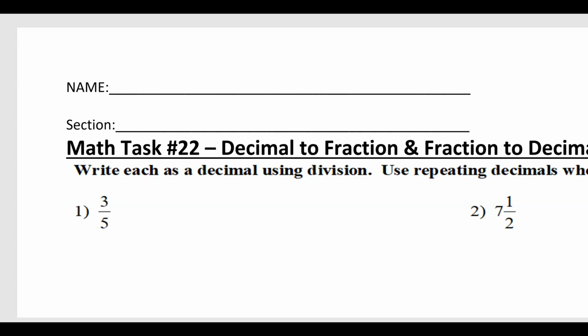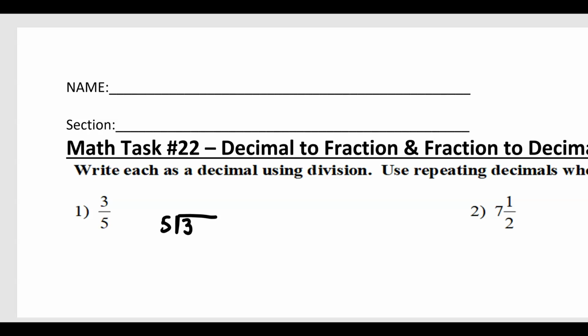Welcome to Math Task number 22. We're reviewing decimals to fractions and fractions to decimals. We're going to use the long division method to prove maybe what we've memorized. So 3 over 5, we're going to put the denominator on the outside and the numerator on the inside. It's important to write neat today so you can see your work.